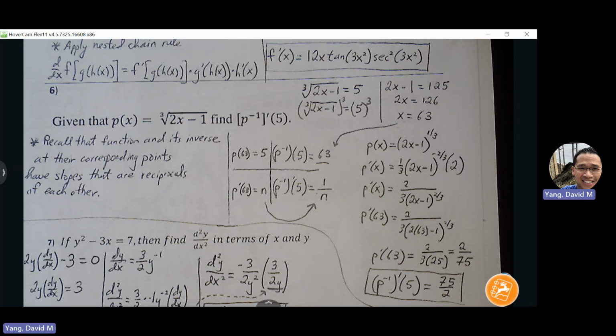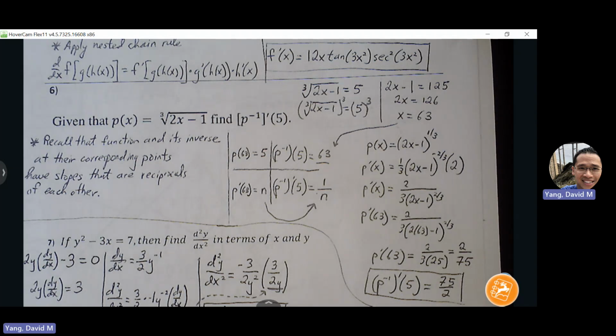Cube both sides, add 1, divide by 2, I get 63. So I know my ordered pair has x equal to 63. If I can find p prime of 63, then that slope will lead me to the slope I'm looking for. To find p prime, I have to go through the chain rule: outside's derivative times inside's derivative. Plug in 63, and I get 2 over 75 as my p prime of 63.